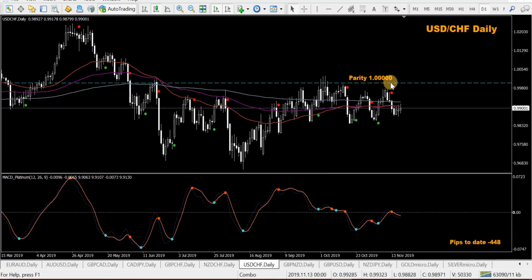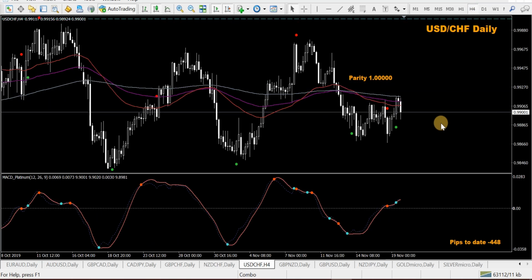Blue dashed line here just means parity, 1.000. You can see it's a line that gets attacked a fair bit and everything bounces off it. But this is tough to trade. Maybe you want to drop down and say, let's have a look. If we drop down on 4 hours, see if it makes any difference. A little bit easier to trade on the 4 hour.